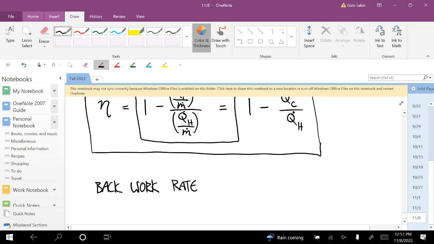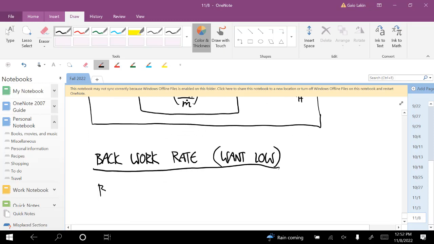And it's just the ratio of the work that's required to run the pump divided by the work that you get out of the turbine. You want that to be low. You don't want to spend all the energy you gain just running the pump. So this is better the lower it is. And in practice, it's really, really low, under 1%. The back work rate is W at the pump dot divided by W for the turbine dot.